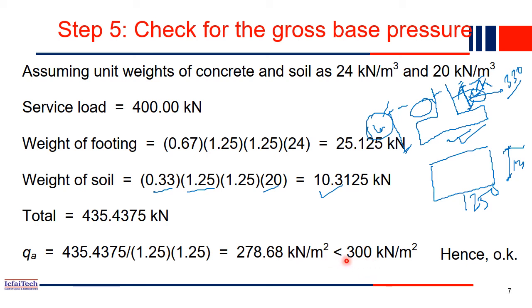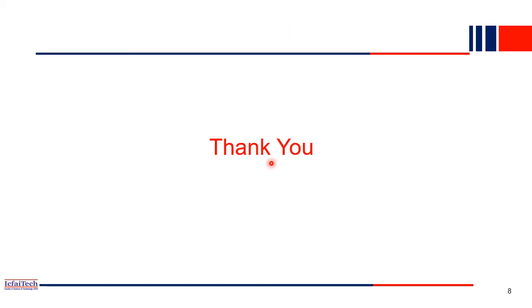So 300 is basically the bearing pressure of the soil, which is given to us in the question, and the load applied on the soil is 278, which is less than 300. So hence our design is okay. So that's how we can design a plain concrete footing using the IS code. We have now almost completed our syllabus, starting from beam design, column design, then slab design, and the staircase design we have done. Also today we have completed the foundation design using only the plain concrete footing. Thank you.